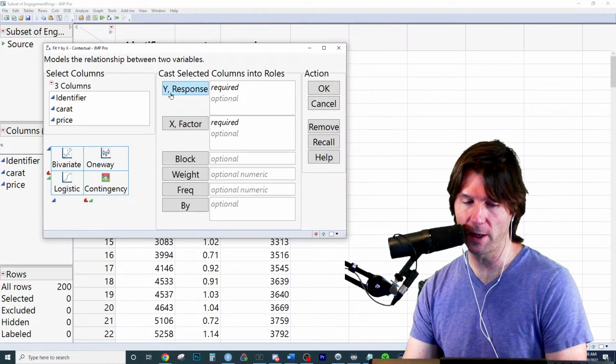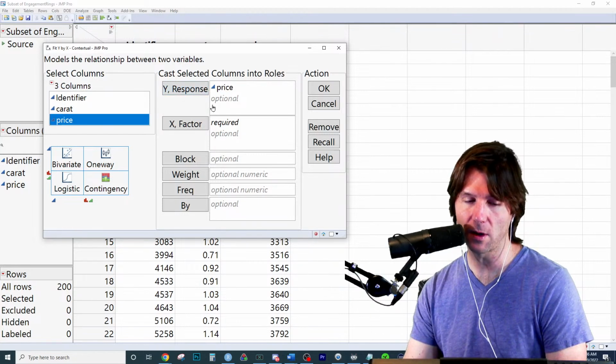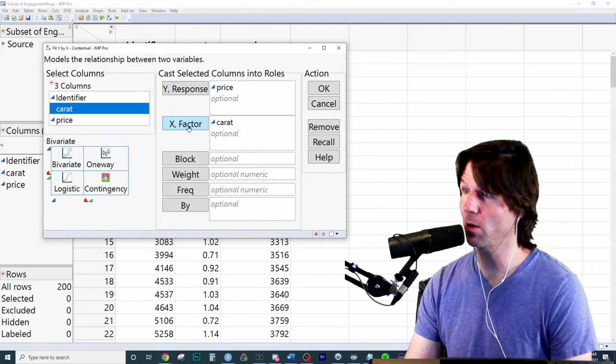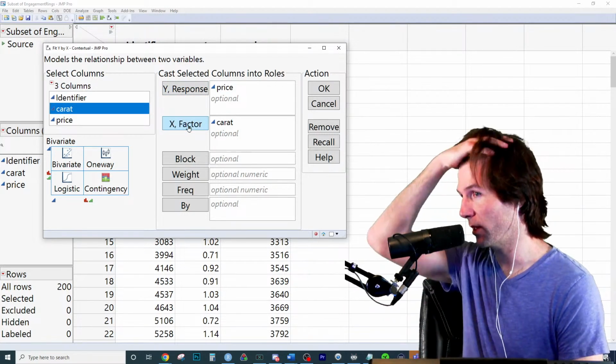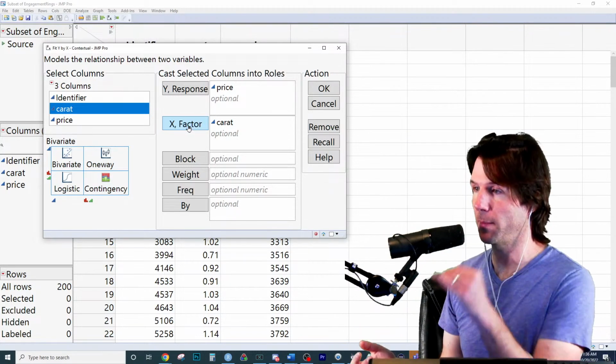The Y variable is the one we ask, why is this happening? Why do diamonds cost so much? X, well, maybe the carat explains it. So maybe the carat of a diamond explains how many carats it has, how big that ring is.